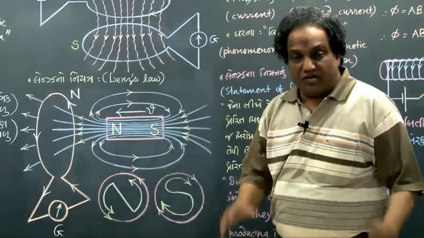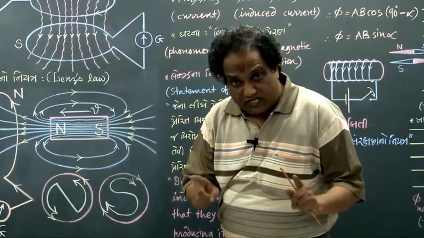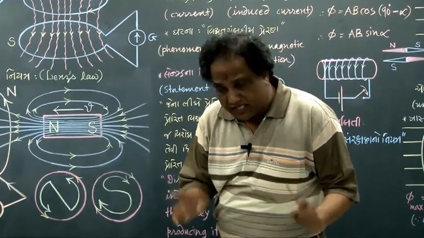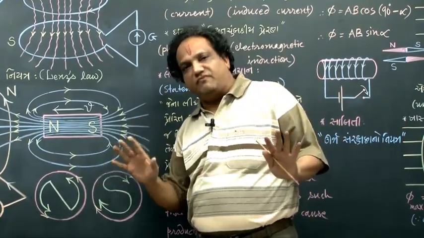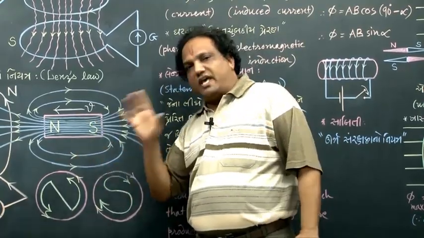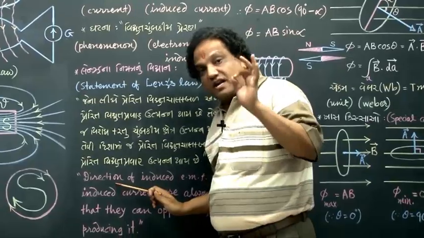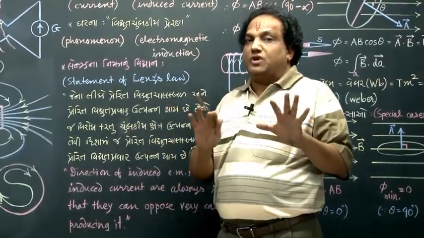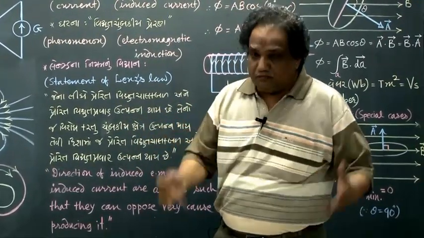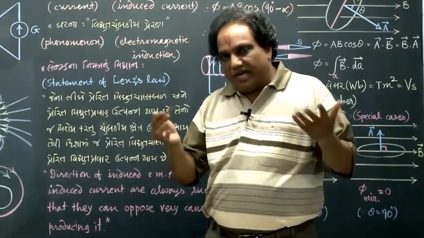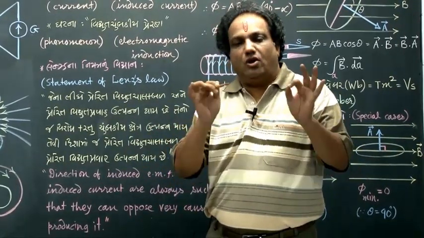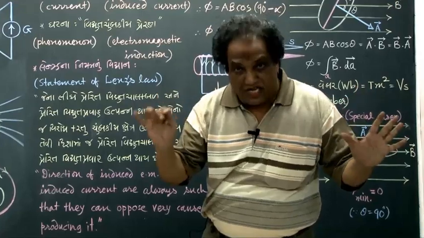So Mr. Lenz wanted to know why the direction in this case is anti-clockwise. That is what he explained very nicely. But in this whole explanation, you have taken for granted that Lenz law is correct. Now we are not going to take it for granted. We will prove that Lenz law is correct. Let us prove Lenz law using the law of conservation of energy.